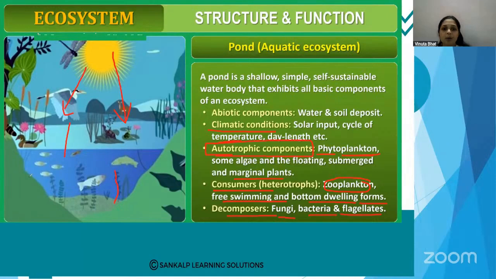So a pond is an example for an ecosystem, a perfect basic one, which contains the basic things of an ecosystem. The pond ecosystem contains the abiotic and climatic conditions, then autotrophic components, then consumers and decomposers. So all the components you can see in this basic type of pond ecosystem.